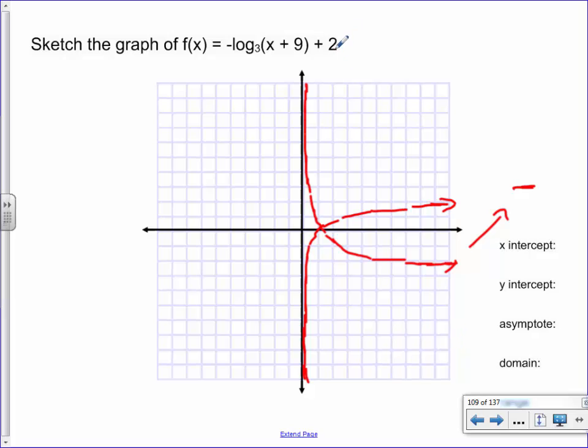What's the plus 2 going to do? Move it up 2. What's the plus 9 going to do? Move it to the left 9. Well, that's going to move your asymptote, by the way. Because remember, your asymptote right here is at 0. So now we're going to have an asymptote over here at 9. The graph is still going to come down, but it's basically going to start moving like that. Does that make sense?